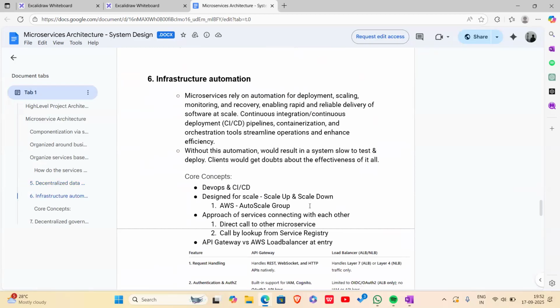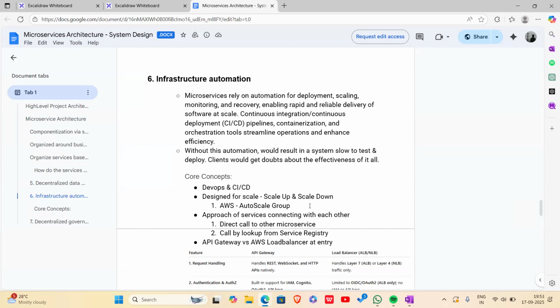Infrastructure automation. Microservices rely on automation for deployment, scaling, monitoring, and recovery, enabling rapid and reliable delivery of software at scale. This includes continuous integration and continuous deployment pipelines, CI/CD, and containerization and orchestration to streamline operations and enhance efficiency. Without this automation, systems would be slow to test and deploy, and clients would have doubts about effectiveness.